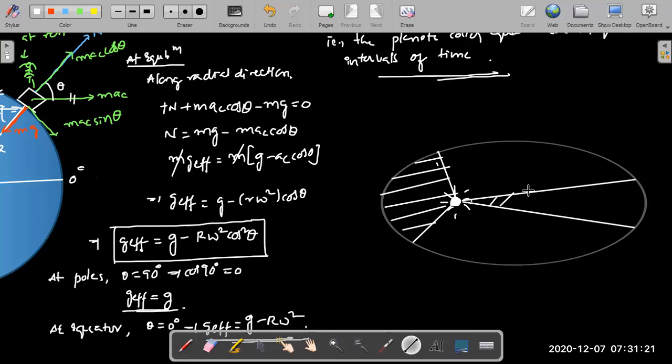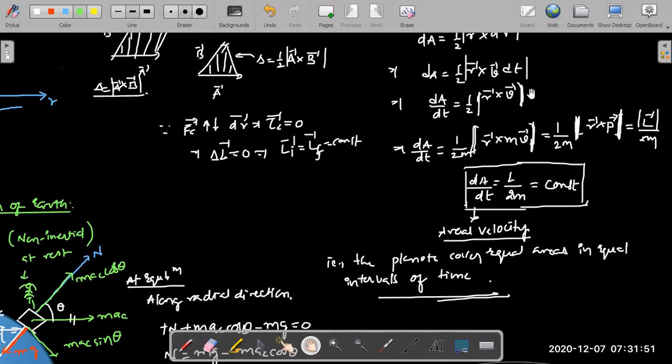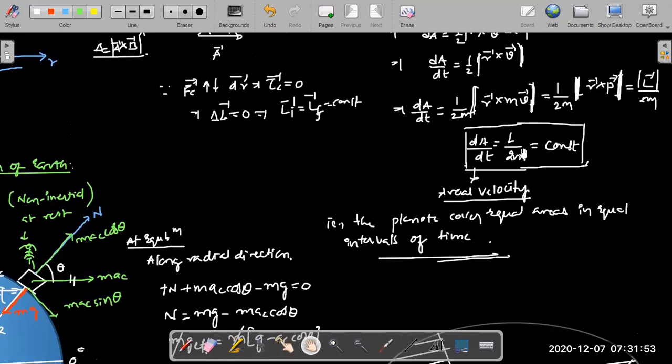Yes, sir, but the area will still be the same, right? The area will remain the same, but the angle through which it moves will be different. Yes, the angular displacement will be different. Why? Because if this distance is r1 and that distance is r2, then r2 is greater than r1. But what we know is that the angular momentum, that means areal velocity, r cross v must be constant. Is that right?